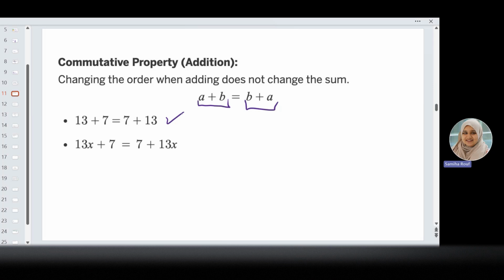So if I made one of these an algebraic term, so we have 13x plus 7, well, that would be the same as doing 7 plus 13x. Now, you still can't combine the 7 and the 13x because they are not like terms. But if I did know what the variable x is equal to, and I plug that in, then in that sense, the order I add these two in would be the same.